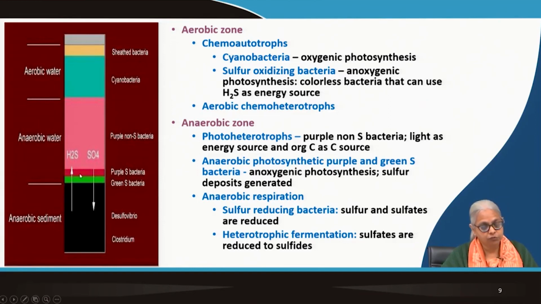Sulfur is deposited over here. You remember, elemental sulfur will precipitate, it will get deposited. This elemental sulfur will be reduced further. You get reduction of elemental sulfur and sulfates by sulfur reducing bacteria, and you get heterotrophic fermentation where sulfates are reduced to sulfides, and these sulfides, because they are in gaseous form, will come upwards in the column.